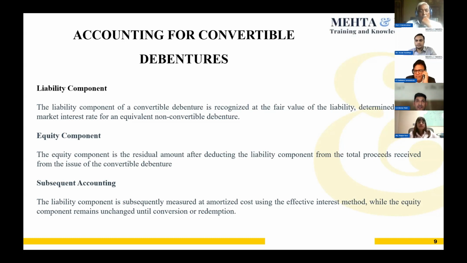So for example, if we discount that 1 crore, the value comes to 80 lakh as on date. So the value of the debenture would be 80 lakh, and the equity component in that debenture is 20 lakh. That's a residual value, after deducting the liability component, because that amount we have to repay someday. So that is how it will be recorded for the convertible debentures.